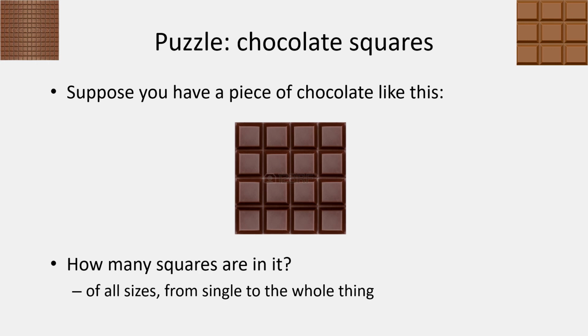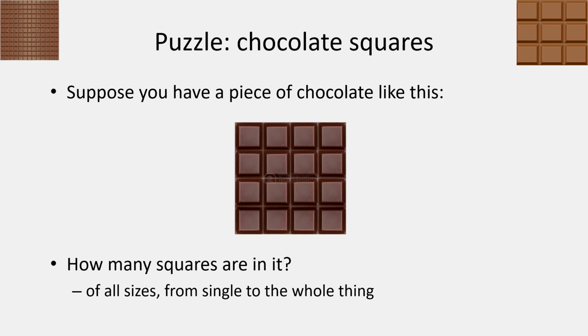Okay, let's finish with the puzzle for next time. Yet another chocolate puzzle. In this case, suppose you have a piece of chocolate with squares on it, and now the puzzle is the following. How many squares are in this piece? If you are tempted to just count little squares and say, oh yeah, it is 16, well, it's more than that, because the whole thing is a square.